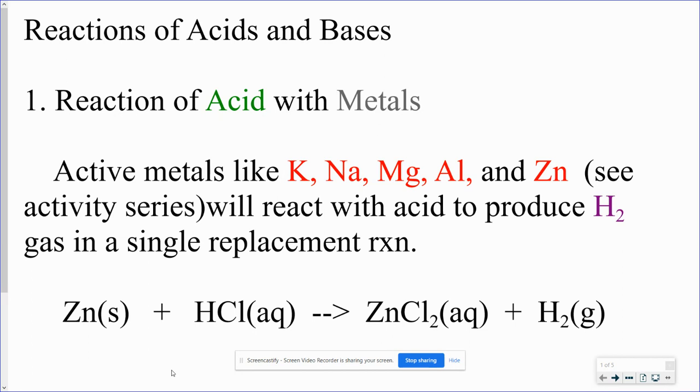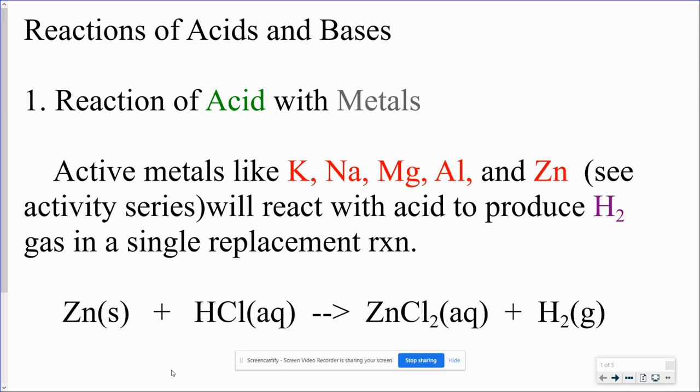you get hydrogen gas produced, and then you get the salt that's made from the anion of the acid with the metal. So the metal is replacing hydrogen in a single replacement reaction. It's forming H2 because of Hofbrinkel, and then balancing the charge, we get zinc chloride. The metal has to be fairly reactive to do this.